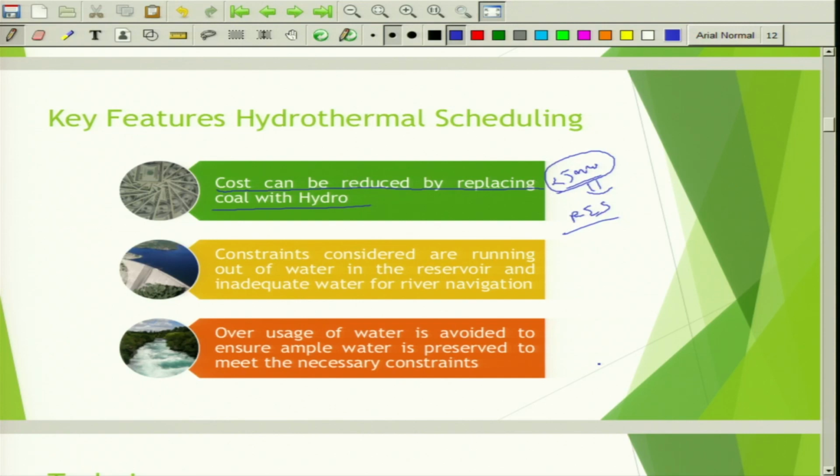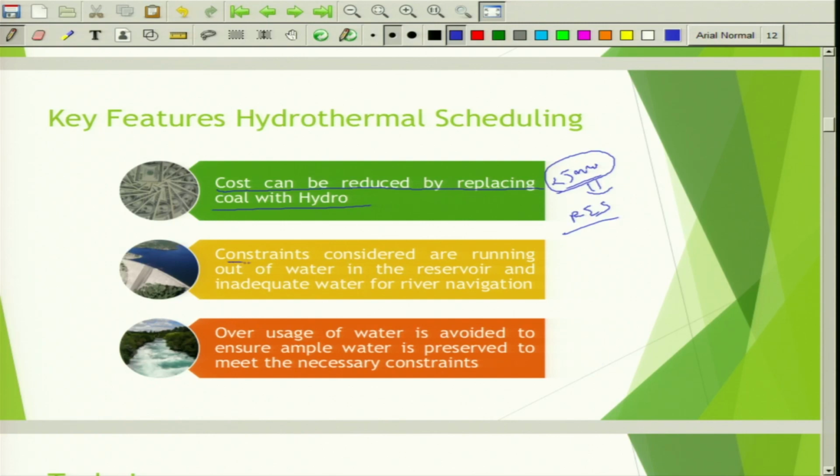So, anyway, we can consider for the time being that hydro can be considered to reduce the overall cost, because hydro is free of cost basically, right. There is water that is coming, so you need not purchase water to fill your dam. So, you can reduce the cost of thermal power generation while optimally utilizing the available water resources, right.